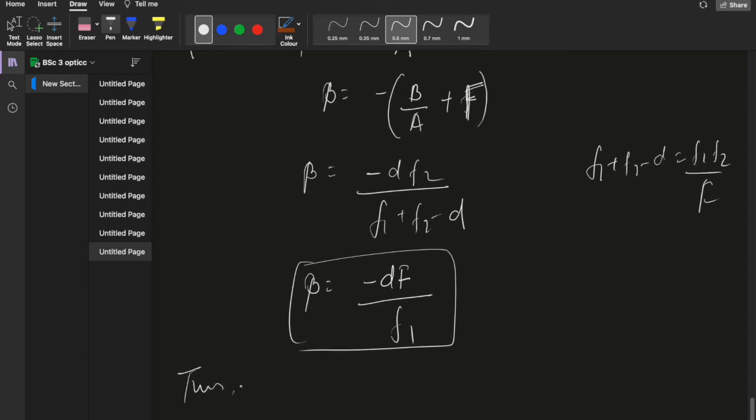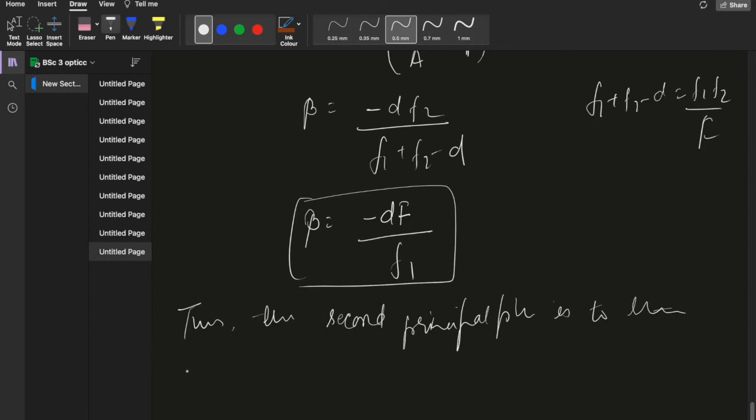Thus, the second principal plane is to the left of the second lens. All right, just because of the negative sign.